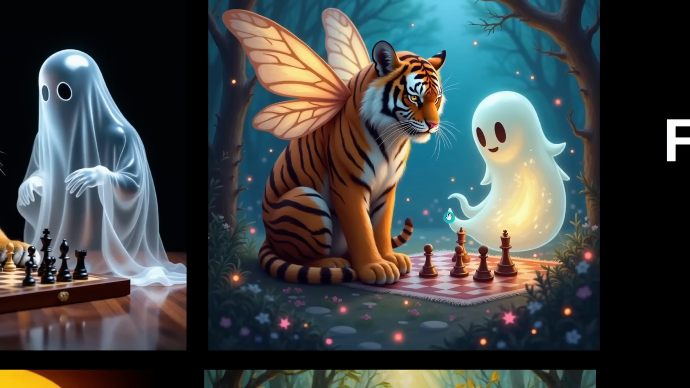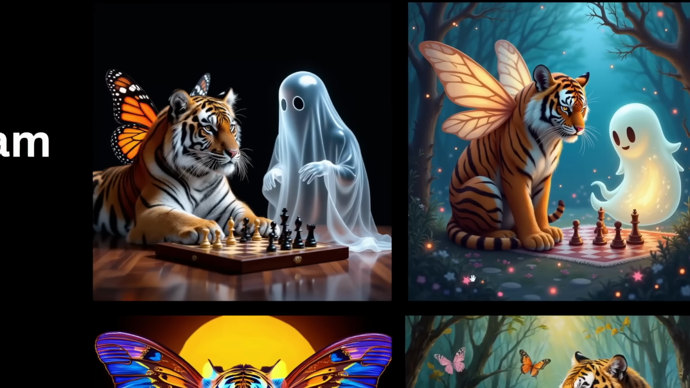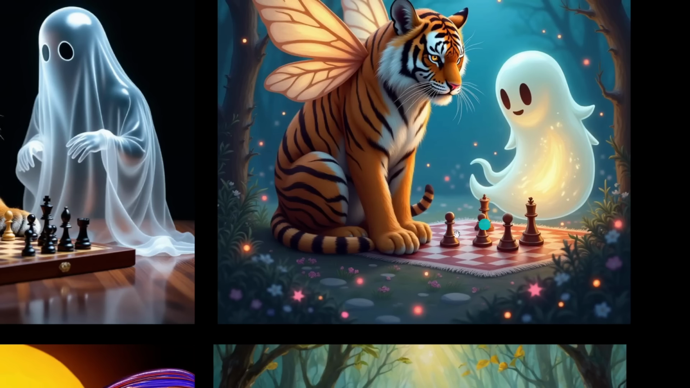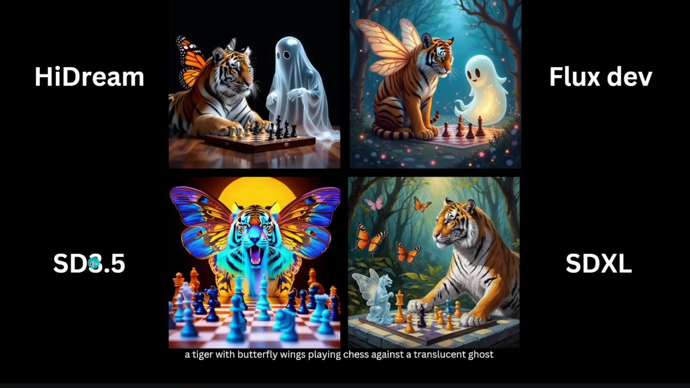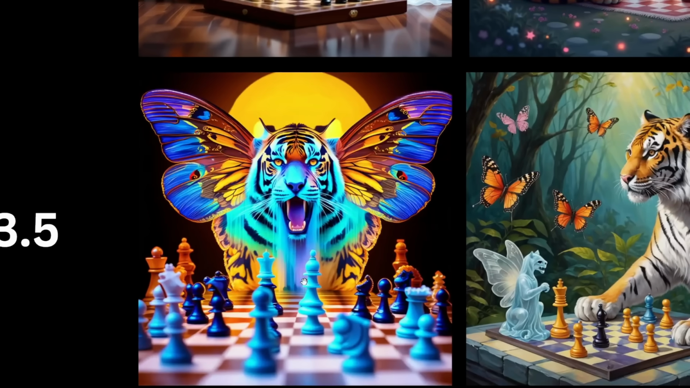I didn't specify for this to be a realistic photo. So this is a tiger with butterfly wings. There is a cute ghost, and they are playing chess, but in terms of the accuracy and realism of this chessboard and the chess pieces, notice that HiDream's generation is more accurate. So here, we only have pieces of one color. And then for SD 3.5, it's just a total nightmare. It could not handle this prompt even after prompting it 3 times.